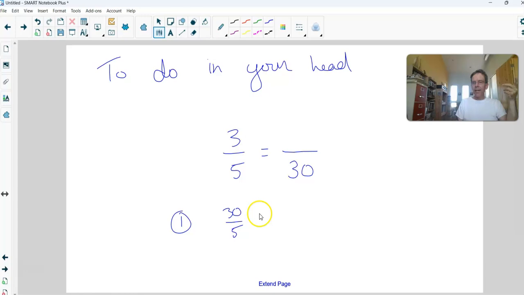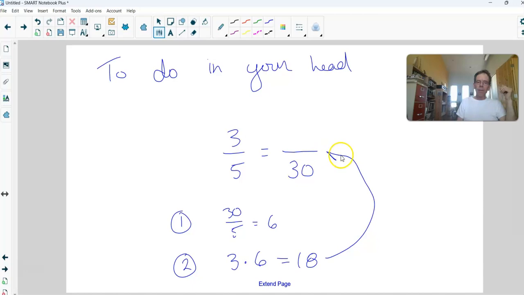Remember how we got A? We got A by dividing the denominator we wanted by our given denominator. So that's really the first step, except we're doing it in our head. So 30 divided by 5 is 6. The second step is you multiply the numerator you have by that 6, and that's 18, and that goes right there. So there it is, done. So you divide 5 into 30, and you multiply the result by 3 to get 18.